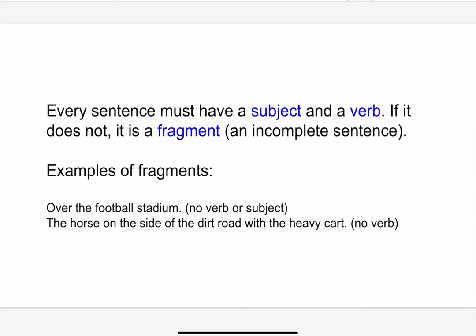Every sentence or complete thought must have a subject and a verb. And if it doesn't, it's a fragment. It's an incomplete sentence. So here are some examples of fragments. Over the football stadium. Somebody might use that as a complete sentence when it's not, because it doesn't have a verb or a subject. The horse on the side of the dirt road with the heavy cart. It's long. It seems like it could be a sentence, but it's not. It doesn't have a verb, so it's not a complete sentence.